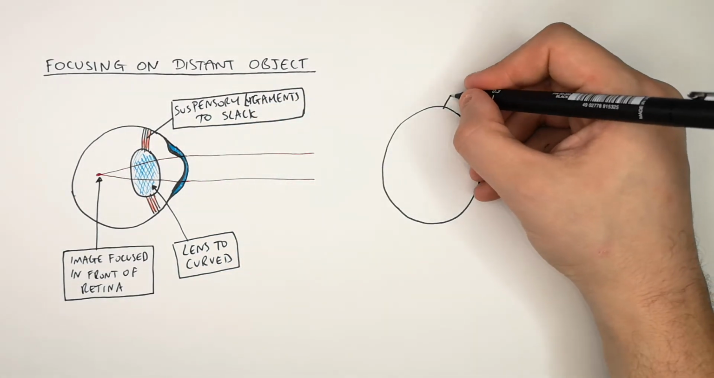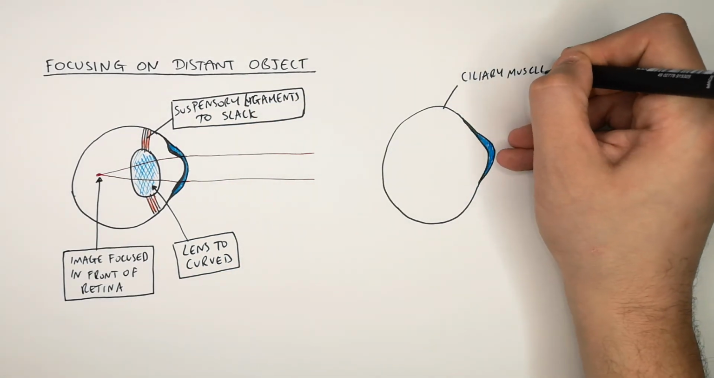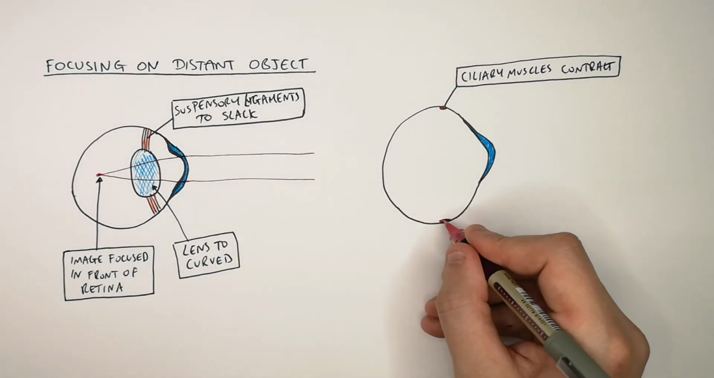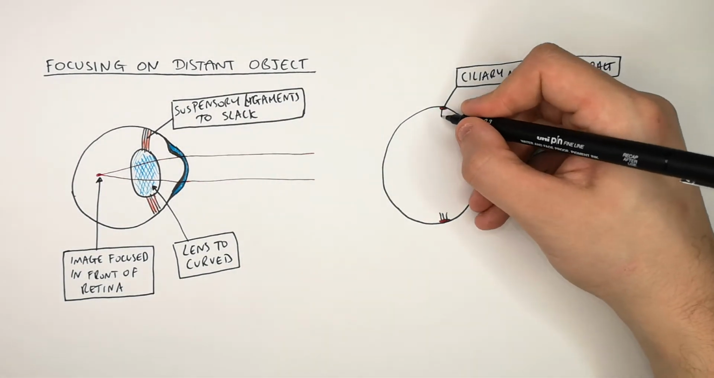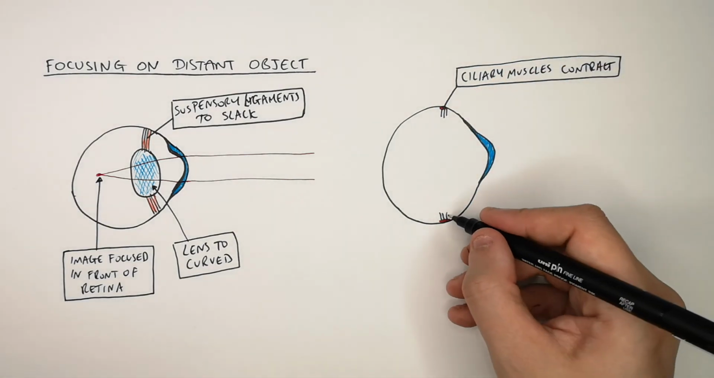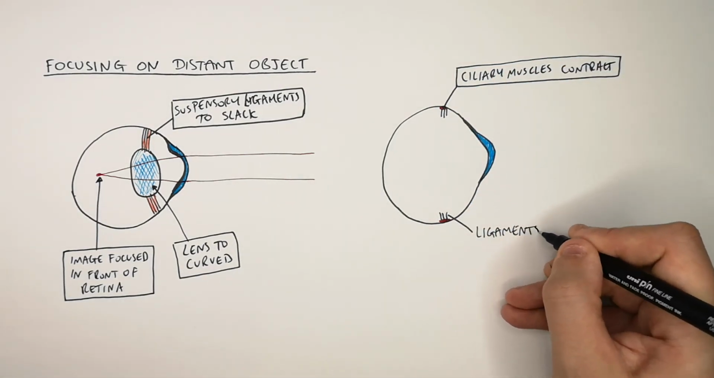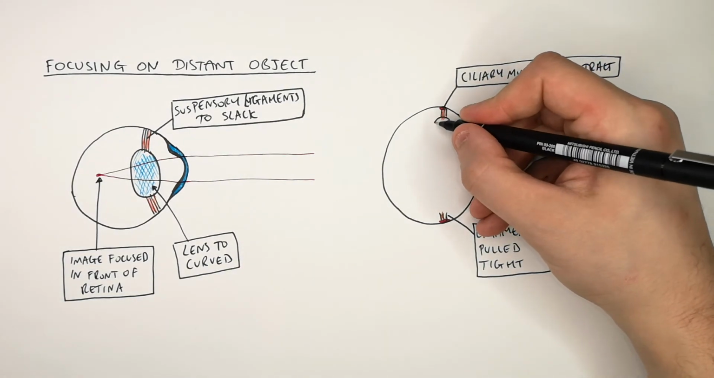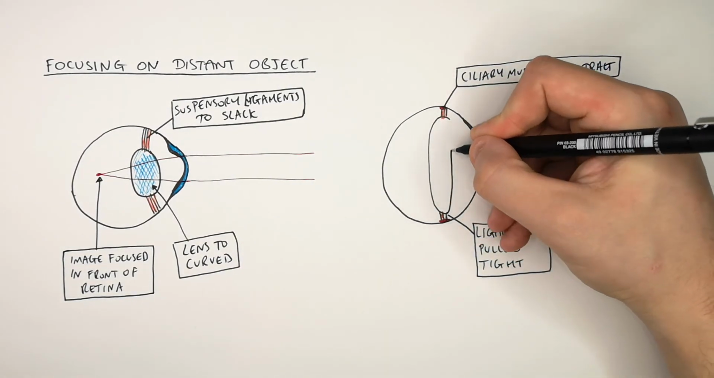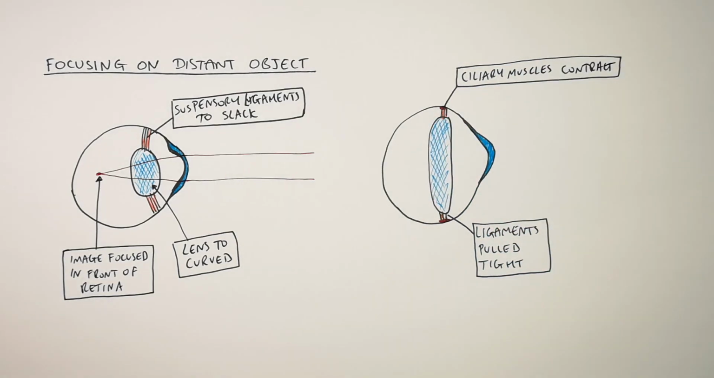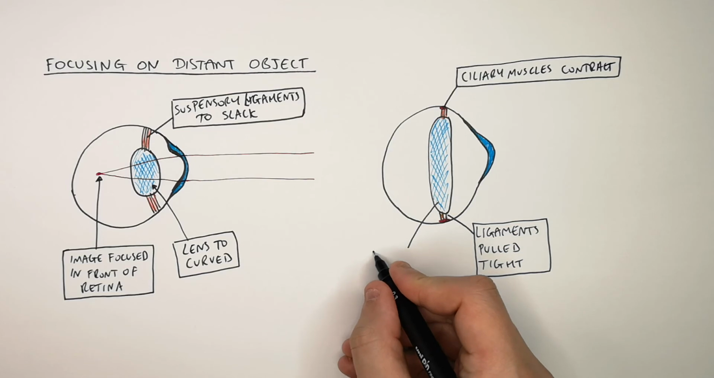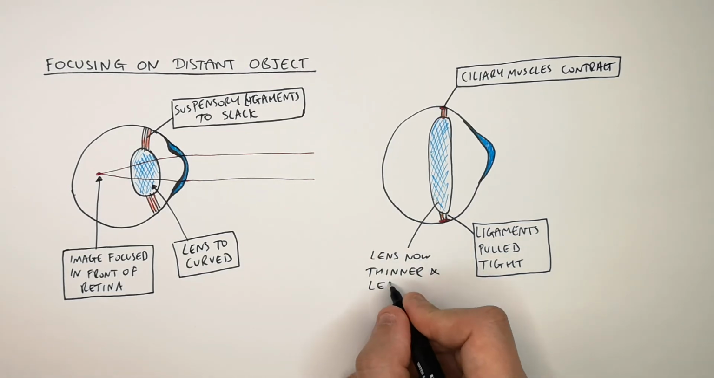So to focus on distant objects, the ciliary muscles will firstly relax. This causes the suspensory ligaments to not be slackened anymore, and instead the ligaments are going to be pulled tight. The suspensory ligaments are then going to pull the lens so it is thinner and less curved. So the suspensory ligaments are going to pull tight, causing the lens to now be thinner and less curved.